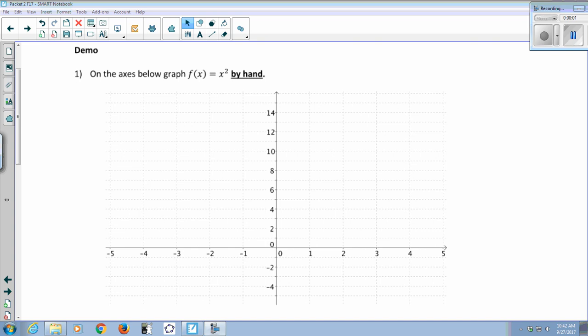Welcome to the Math 107 Lesson 13 demo. We're going to start by graphing f of x equals x squared by hand.